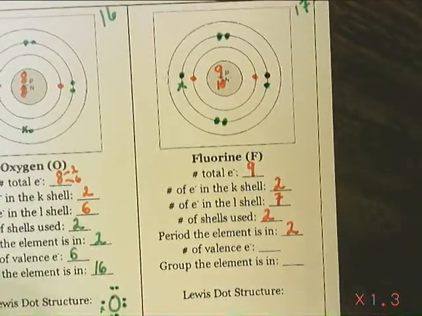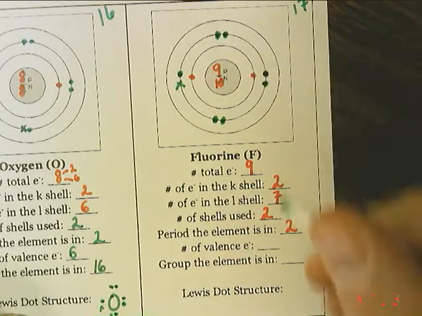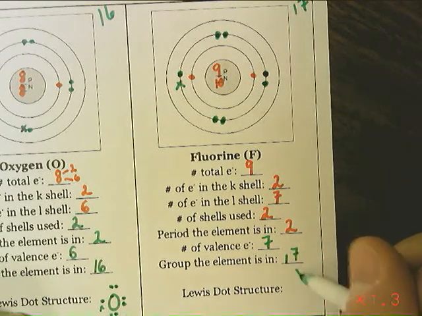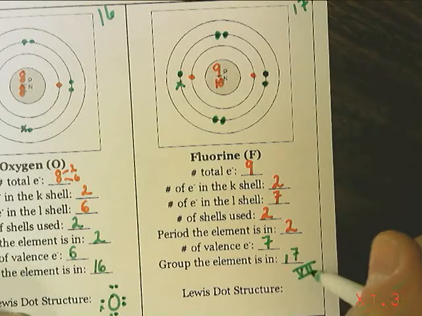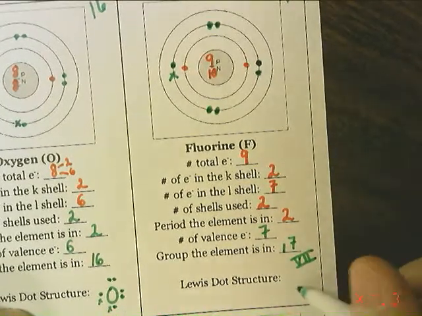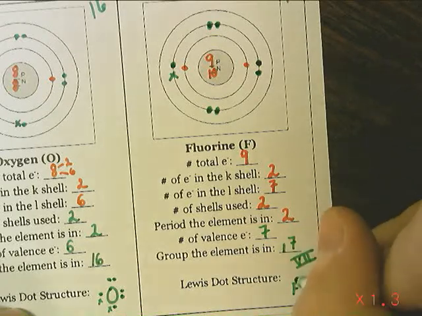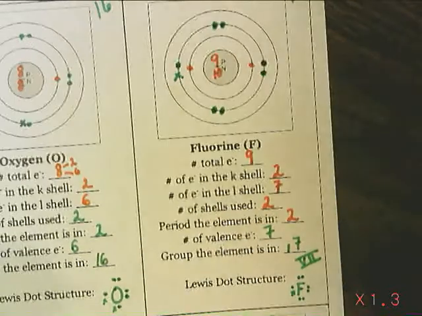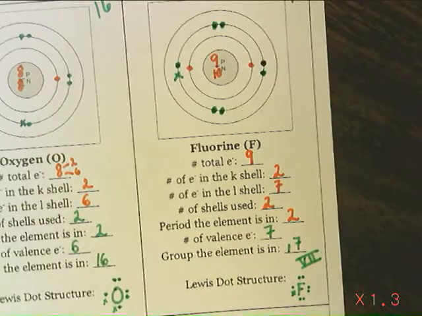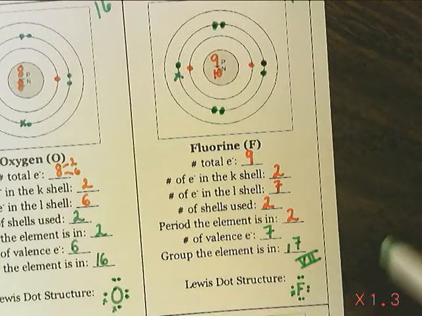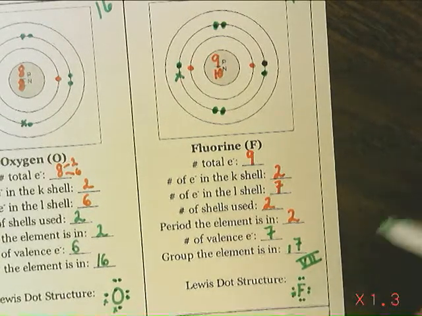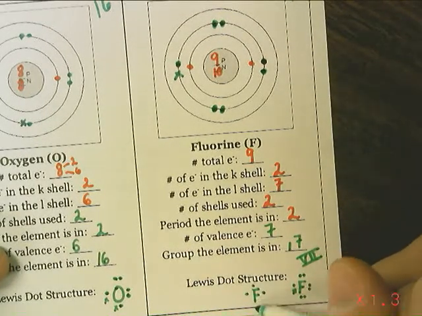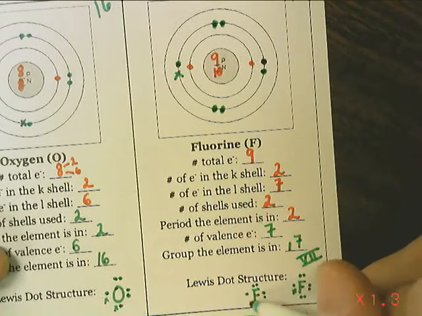So anyway, fluorine. Number of valence electrons, we have 7. The group the element is in is 17. It's also Roman numeral 7, so hopefully you see the connection there. And I'm going to put the symbol F, and here's its Lewis dot structure. 1, 2, 3, 4, 5, 6, 7, X. Notice that I didn't follow the pattern when I just put those dots around, because I knew that all of them would be paired up except that last one. But technically, I should have gone 1, 2, 3, 4, 5, 6, 7, X.